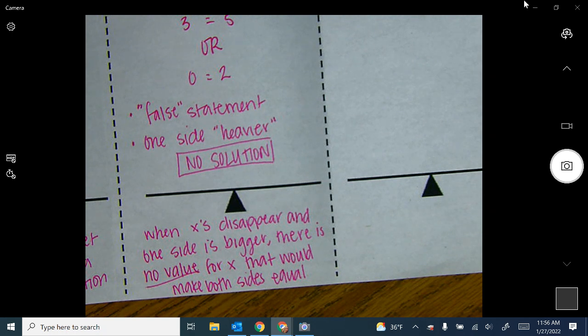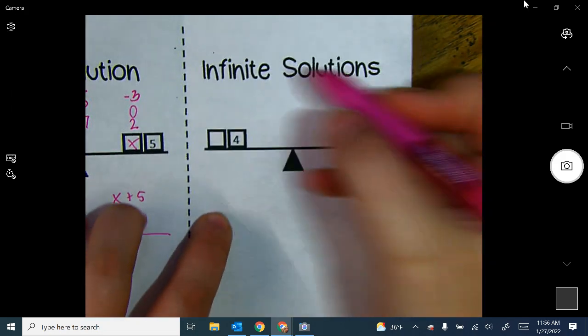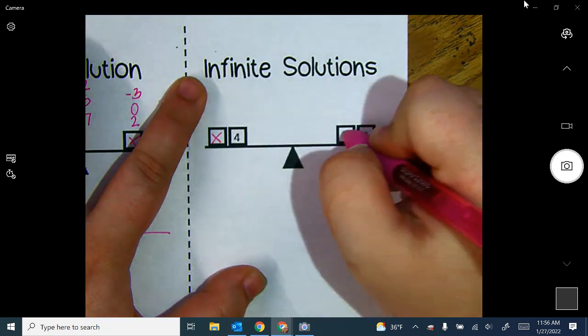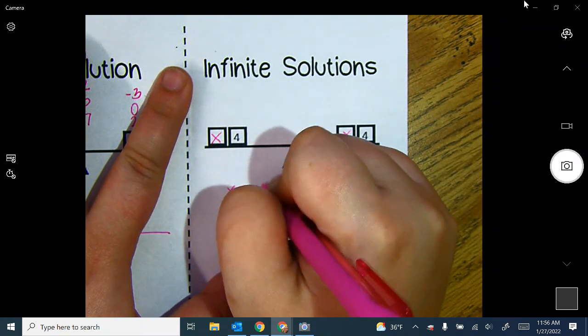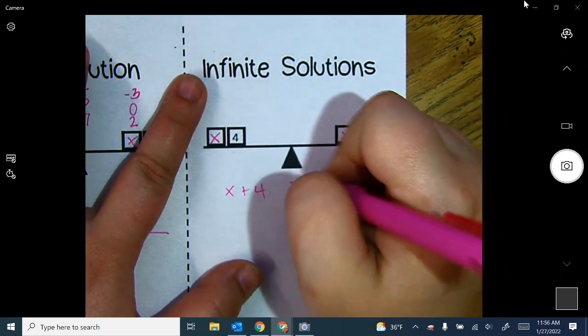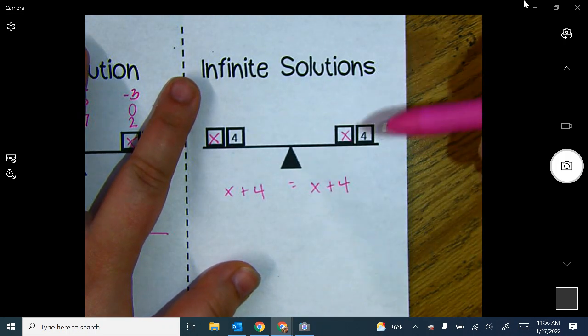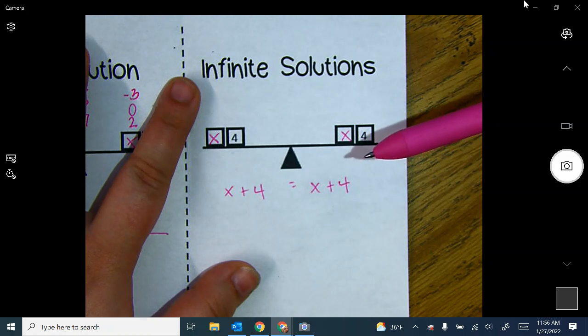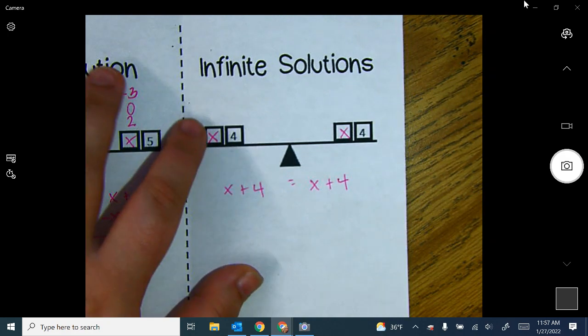All right, and our final special case is infinite solution. So remember we said infinite means that literally any number could work. Again, one last time, I'm going to make both of these empty boxes an x. So on the left, I have x plus 4, and on the right, I also have x plus 4. Already you should be having a little red flag going up in your head because this is the exact same thing. So obviously they're going to be equal, right?